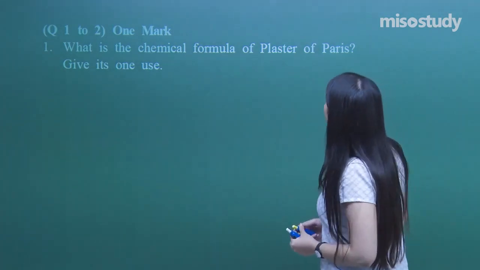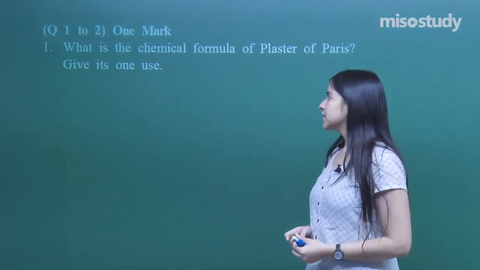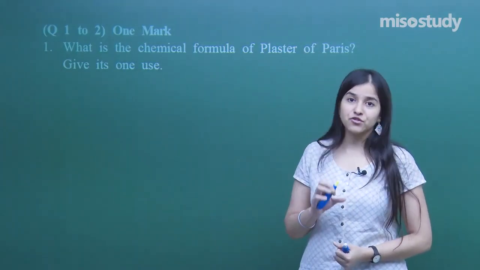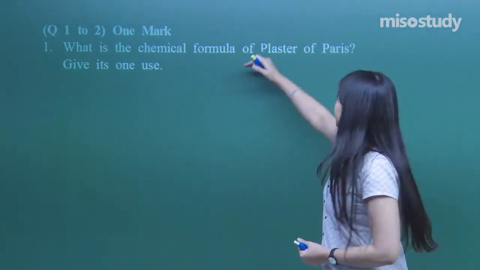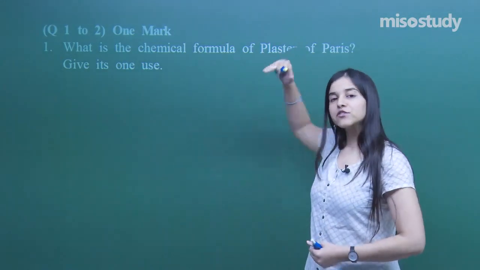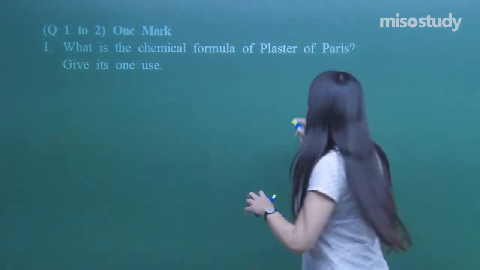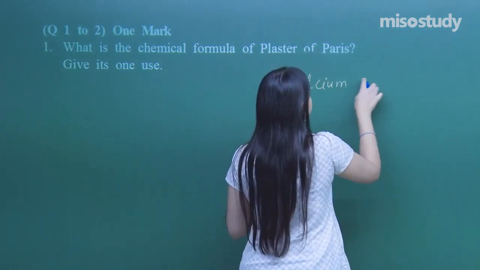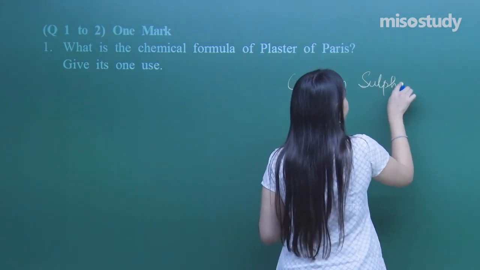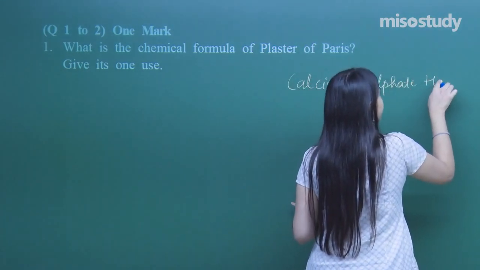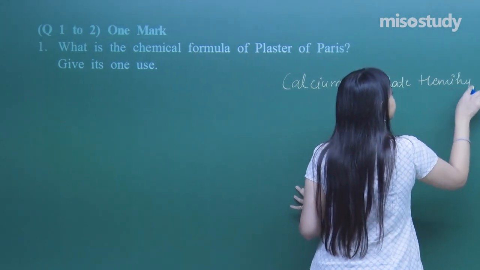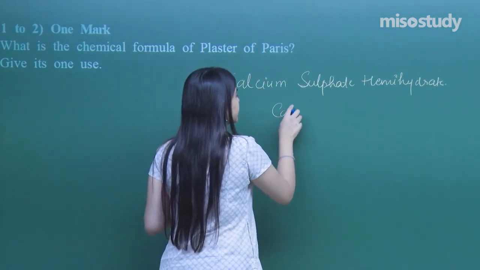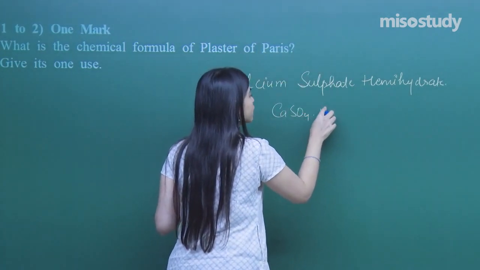What is the chemical formula of plaster of Paris? Give its 1 use. What is the chemical name for plaster of Paris? Plaster of Paris is a layman word basically. So it is calcium sulfate hemihydrate, and it's formed from gypsum, you know this. It is CaSO4 dot half H2O, clear?